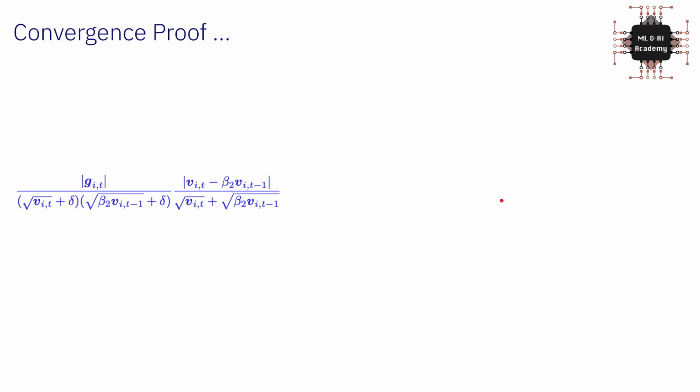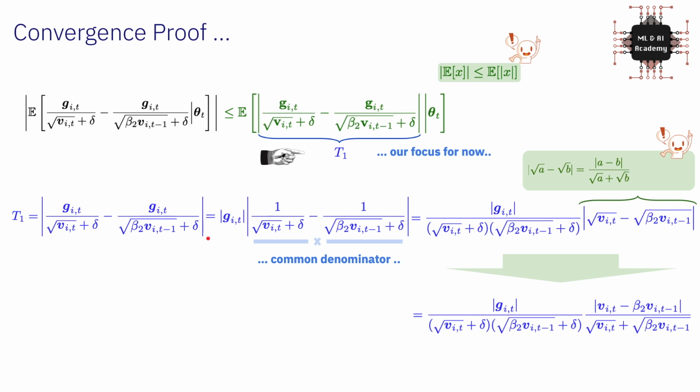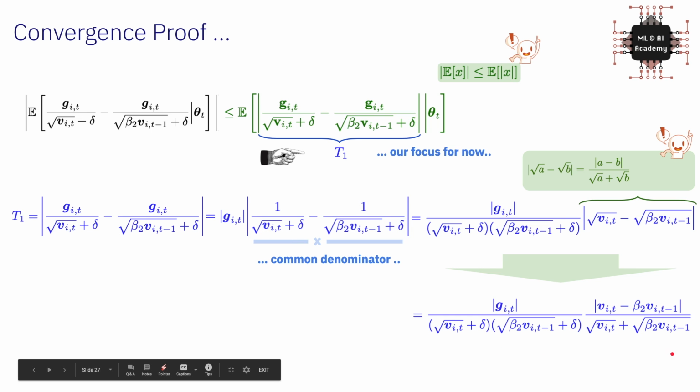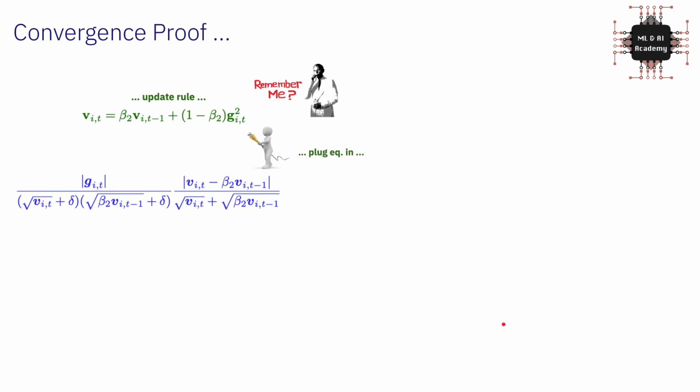Good. So now let's continue with this equation. Remember that our original update rule for v_it was written this way: beta2 v_{i,t-1} plus 1 minus beta2 times g_it squared. Where does this come from? It just comes from the update rule of the algorithm itself. What we're going to do now is take the equation of v_it from our algorithm and plug it in instead of this v_it, at the place where we arrived.